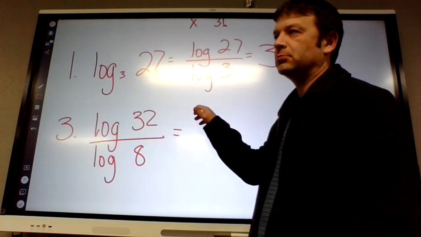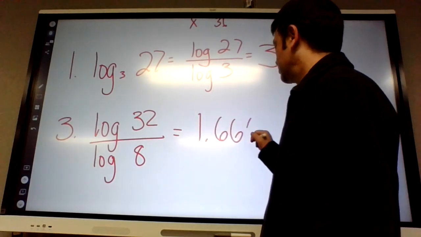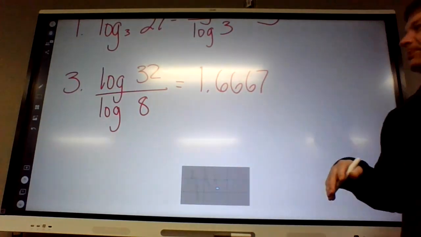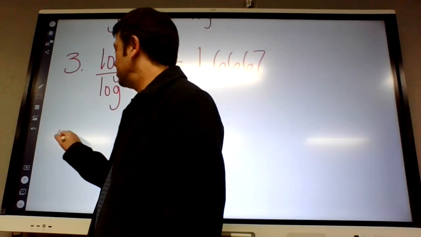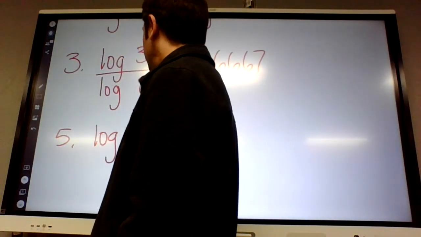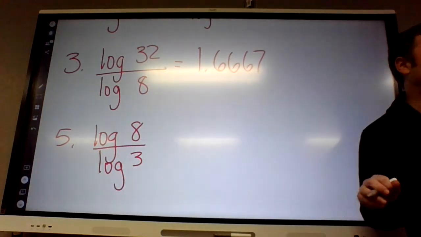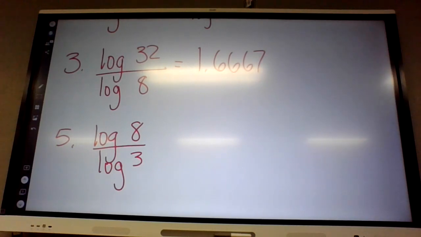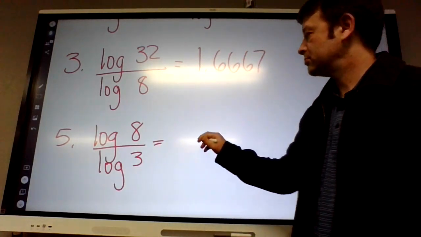Anybody do it? No? Hold on, I put in the wrong base. 1.6667. Yep. It's 1.6 repeating, so the last 6 you round up. Number 5: log of 8 over log of 3. Wait, where do you get the bottom number? It's the base. This is how you do it without a nice calculator. 1.8938.